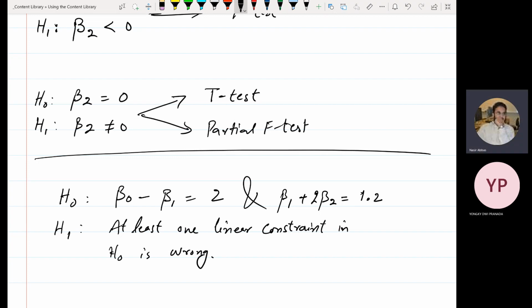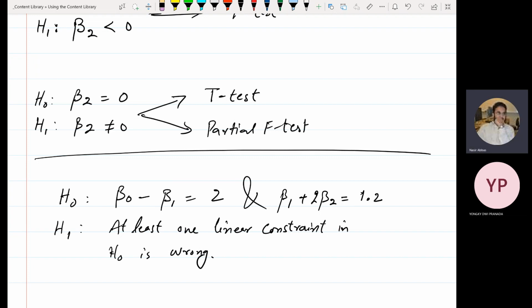The constraint is that both of them are in linear form. There is no power to the betas. The power of the betas should be 1. Again, this procedure will not allow you to test beta naught minus beta 1 square. So the constraints should be linear.